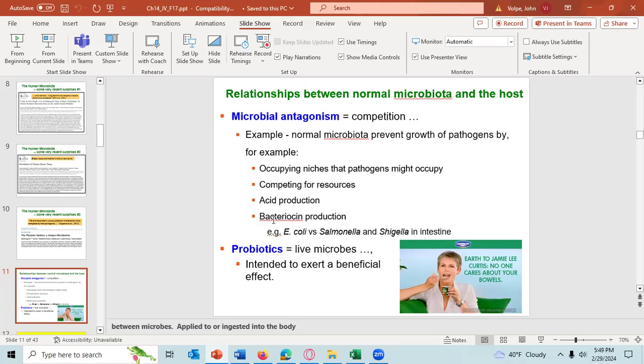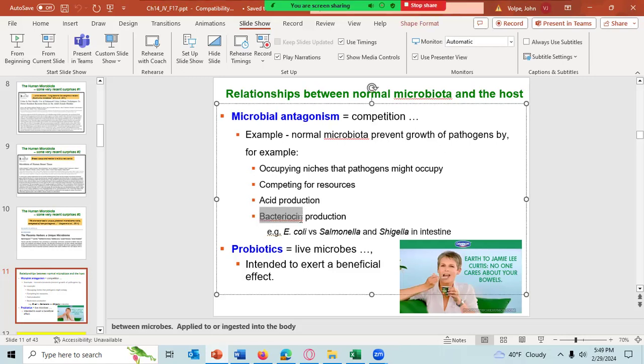I've often wondered why bacteriocins are not used as an antibiotic, because if we were to use bacteriocin from E. coli, you could cure a Salmonella or Shigella infection, and it would not harm other bacteria like Enterococcus faecalis in your gut. Any question about that?